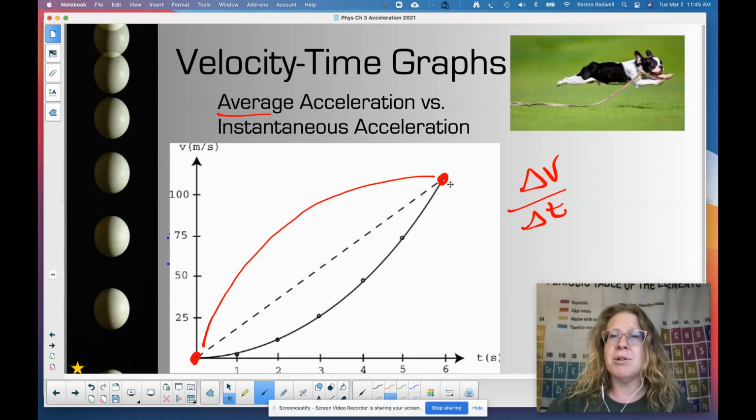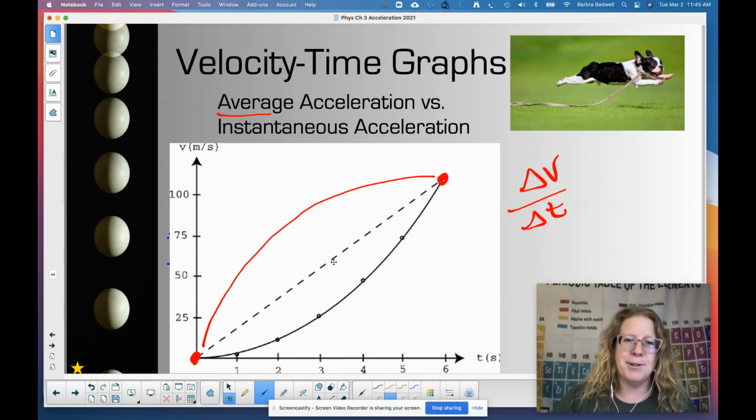So that's one of the major things that we do, is that we sort of make it linear. We deal with it via average because the average acceleration is always start to finish over time. It's always a straight line hypotenuse.